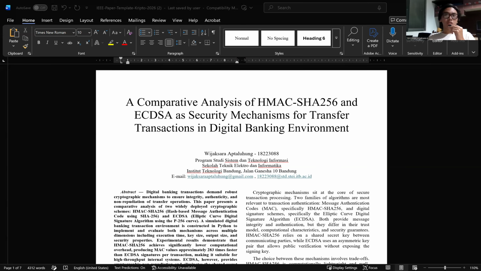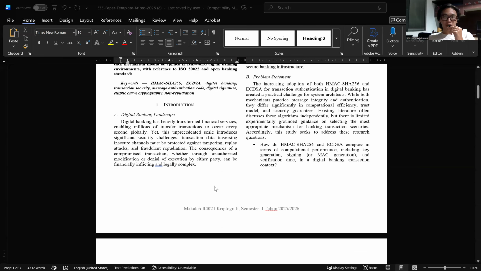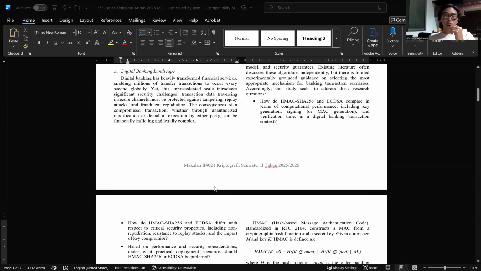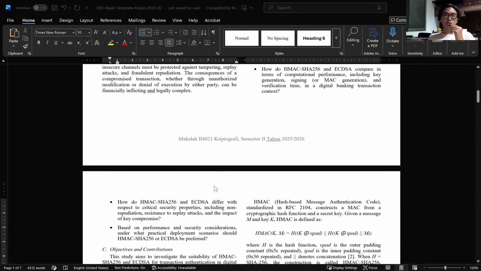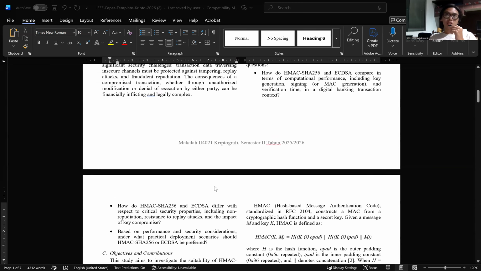So there are three questions that we are trying to answer in this paper. The first one is in terms of the performance. Which one is the fastest one? HMAC SHA 256, or ECDSA? The second thing is about the security. How do they differ when it comes to non-repudiation, replay attack resistance, and also the impact of a key being compromised? And last but not least is the most practical one, about when should a bank use HMAC and when should it use ECDSA.